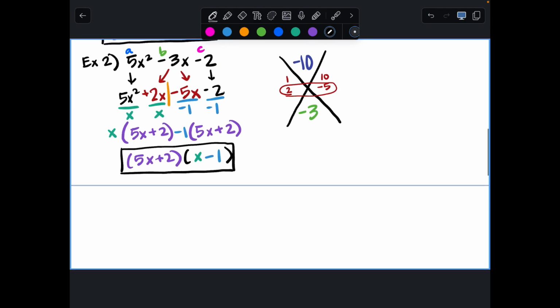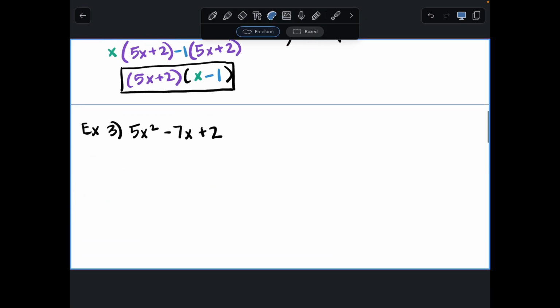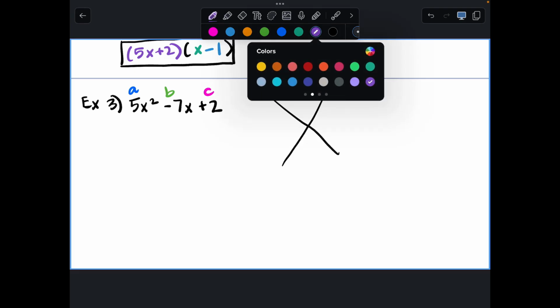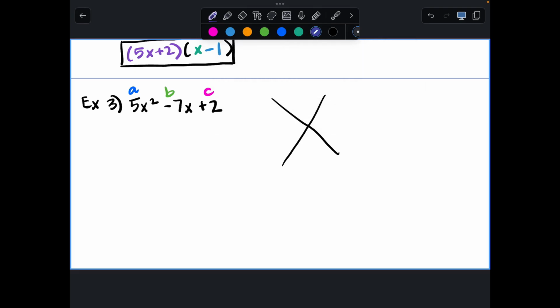Example 3. No common factor, and I'll set up the x puzzle. So 5 times 2 is positive 10, and b is negative 7. All the factors that multiply to give you 10, that would be 1 times 10, or 2 times 5.